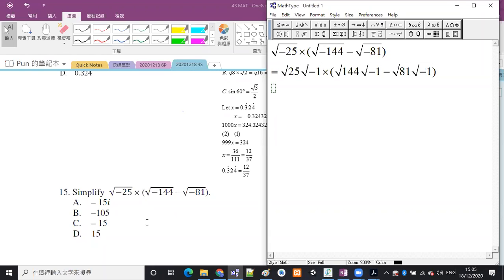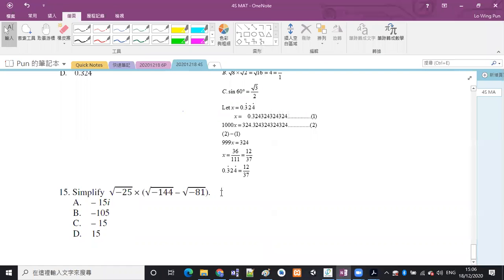Okay, and then the square root of -1 will be changed to i. And the square root number, you just try to simplify this with your calculator. It becomes 5i, and then times bracket 12i minus 9i. The 12i minus 9i can be simplified first. It becomes 3i. And then number times number, 15, i times i squared. But i squared will be changed back to -1. So the final answer will be -15. So the answer is option C.